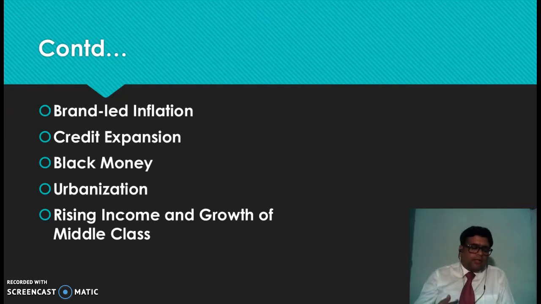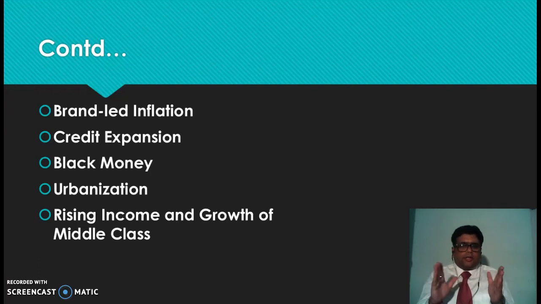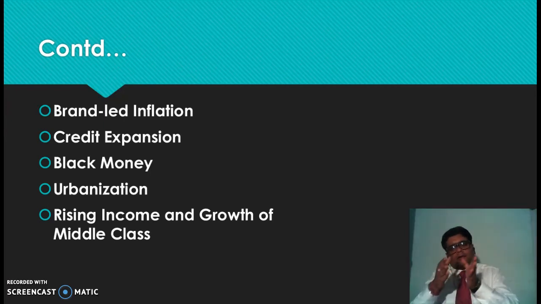So the parallel economy has gone up to the extent of billions of rupees. That black money and that parallel economy is also one of the major reasons for high inflation. Then urbanization. The lifestyle of the rural population and the urban population is different. And urbanization is a phenomenon. Every rural area is shifting towards urbanization.